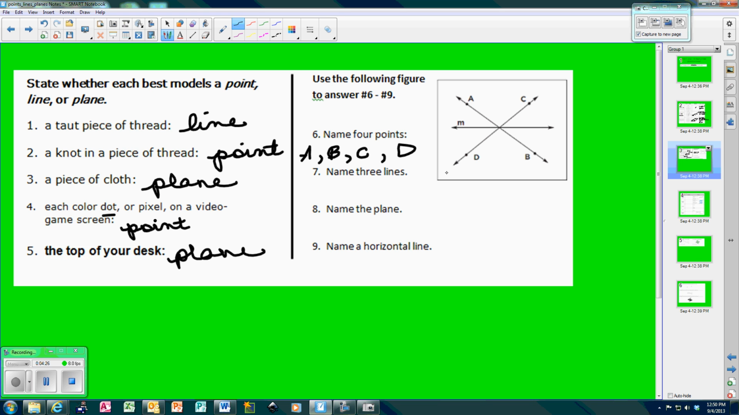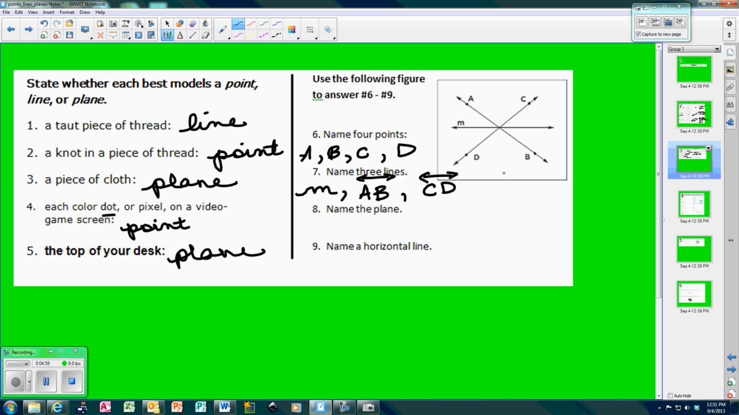Name 3 lines. Well, this line here, remember we named them the other day with the little letters at the end? So I have line m. Then you can also choose 2 letters that are on a line. For example, A and B are points on that line, so this would be line AB. And you use the symbol above the letters to represent it. And then we have line CD, so CD with the symbol above it. The symbol is extremely important, don't forget it.